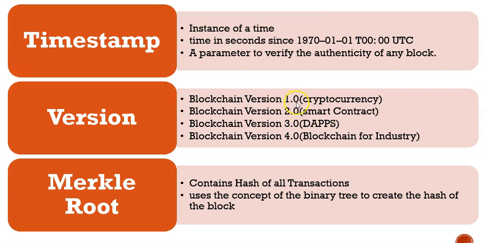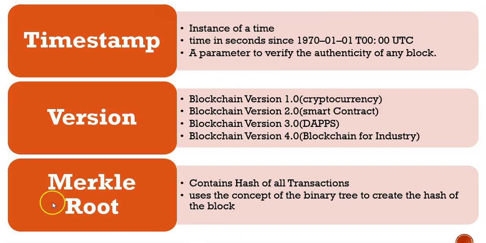The next comes the version, which includes the version number of the blockchain. Version 1.0 is the cryptocurrency version. Then you've got version 2.0, which includes smart contracts, 3.0 is dApps, and 4.0 is blockchain for industry. And we will have further versions getting released as well, because there is a lot of research happening in blockchain technology.